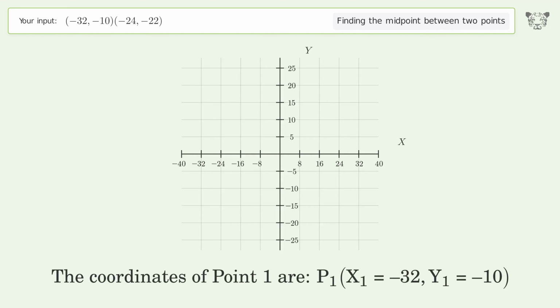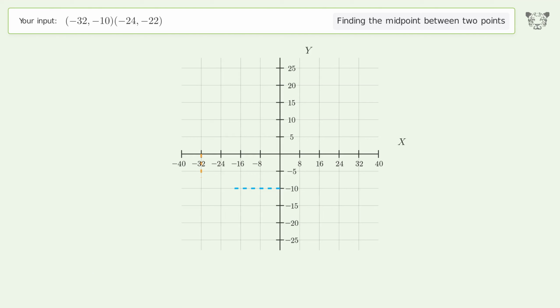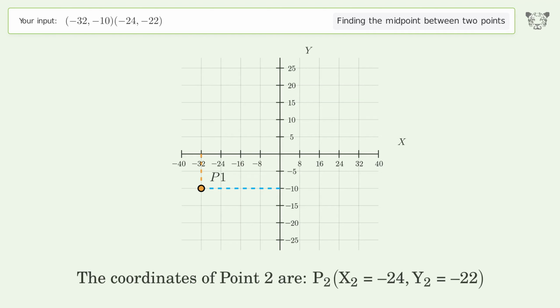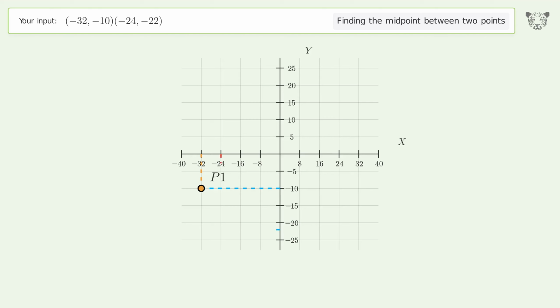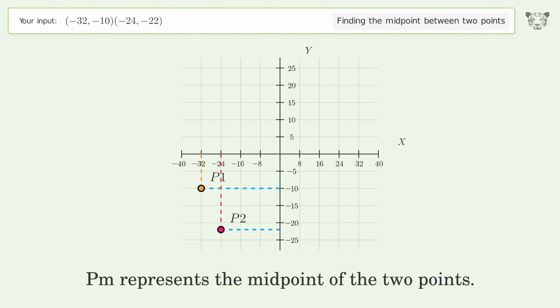The coordinates of point 1 are, x1 equals -32, y1 equals -10. The coordinates of point 2 are, x2 equals -24, y2 equals -22. PM represents the midpoint of the 2 points.